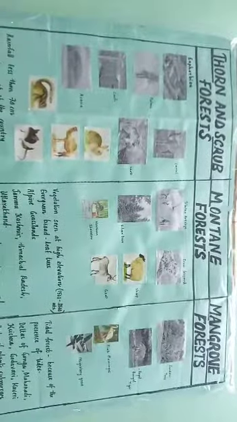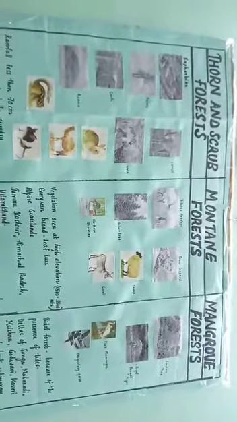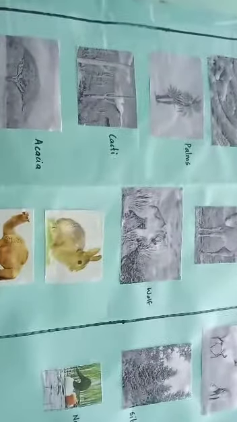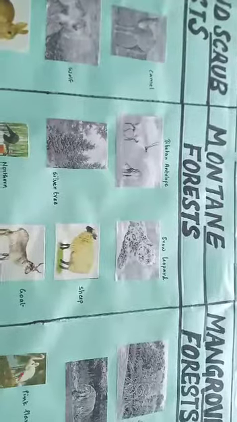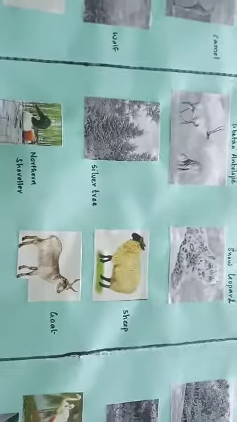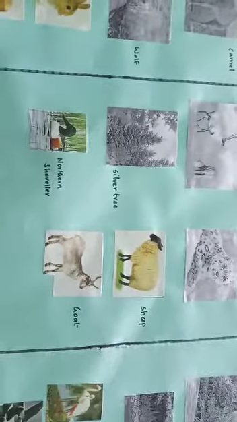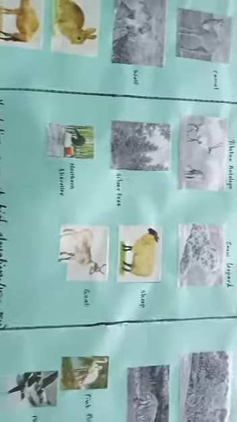Now we have the thorn and scrub forest, the forest of the desert region. Animals like camel, rabbit, squirrel and rat are seen here. Plants like euphorbias, palms, cacti and acacias can be seen here. The next is the montane forest, which is seen in the highly elevated regions of Jammu and Kashmir, Uttarakhand, Himachal Pradesh and the other northern parts of the country. Tibetan antelope, snow leopard, sheep and goat can be seen here. Many coniferous trees like pine, fir and silver fir can be seen here.